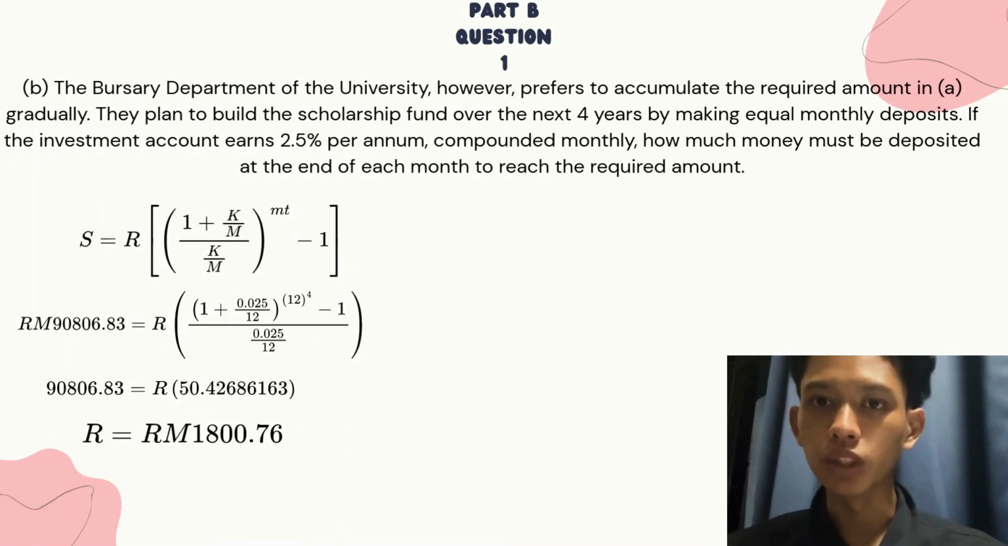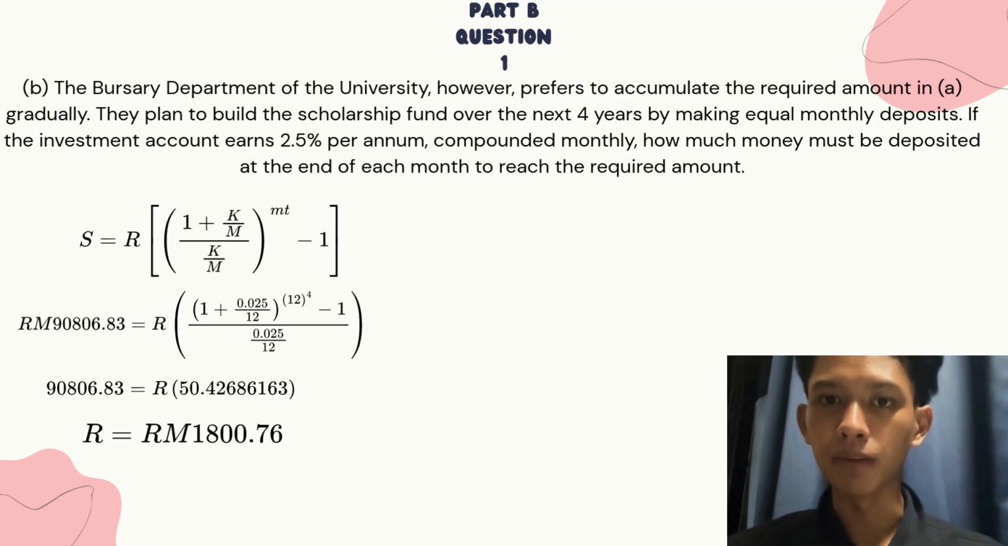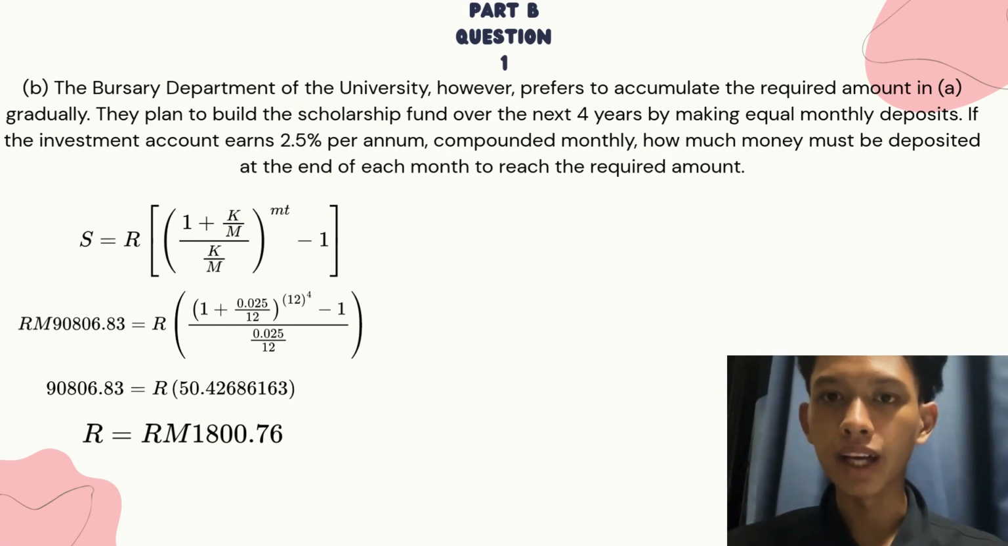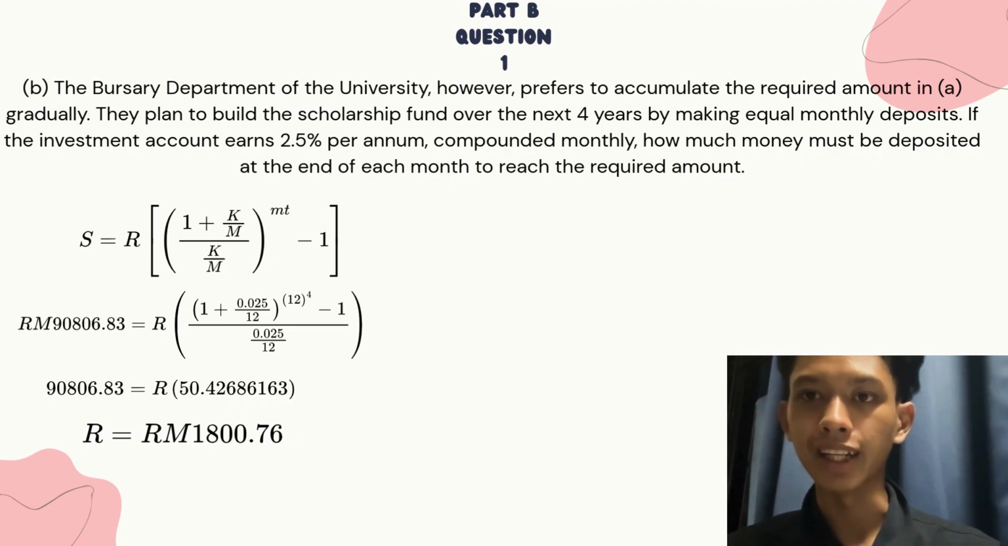Before I explain the solution, you can pause the video to read the question. For this question B, it already asks how much money must be deposited. It means you must use the S formula. The first thing you must identify is T, which is time, and M, how many times it is compounded in a year. The value of T is 4 years and the value of M is equal to 12. You just need to put the numbers inside the formula and you will find the answer.